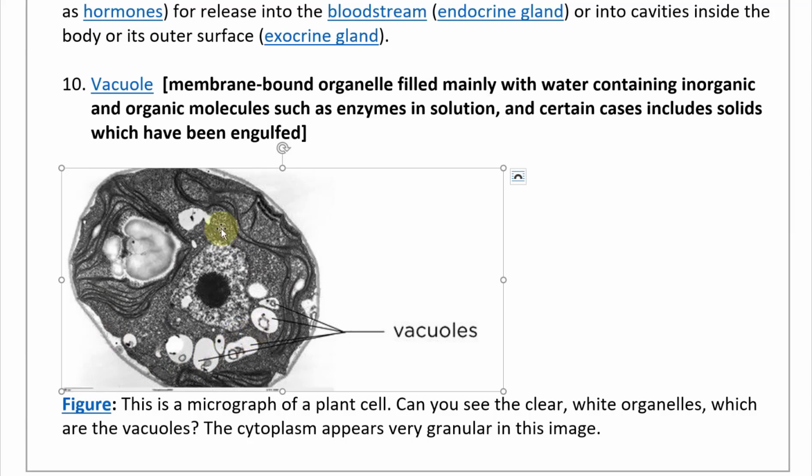So no, the vacuole's inside. No, this is a whole cell. But notice the vacuole's inside. Yeah, I made that mistake. So the nucleus is over here, and there's a nucleolus. And there are vacuoles inside that contain a bunch of stuff. It's filled mainly with water containing inorganic and organic molecules such as enzymes, and in certain cases solids which have been engulfed. So it could be a solid inside there.